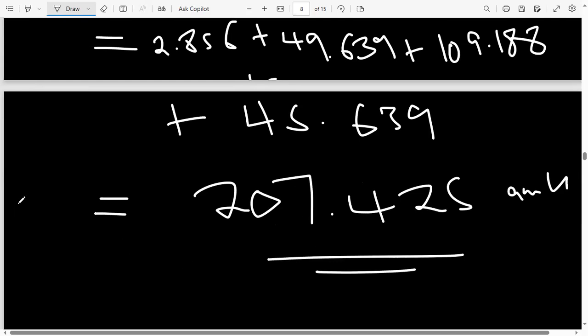So this is the average atomic mass, the ATM. Okay, so any questions on how to find the average atomic mass? Any questions there?